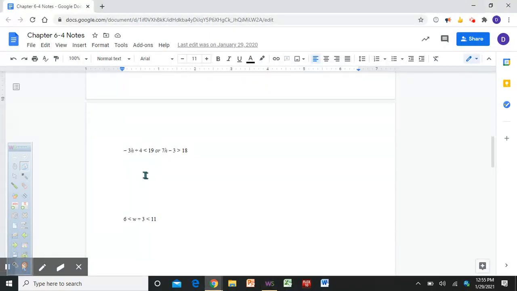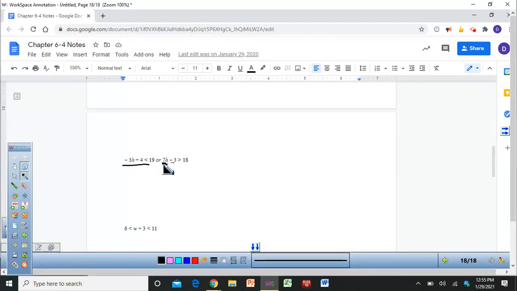One's like this, the exact same thing. So you just treat it like two separate equations. Okay, they gave me two separate equations right here. I have -3h plus 4 is less than 19. I have 7h minus 3 is greater than 18. I'm just going to solve both of these.